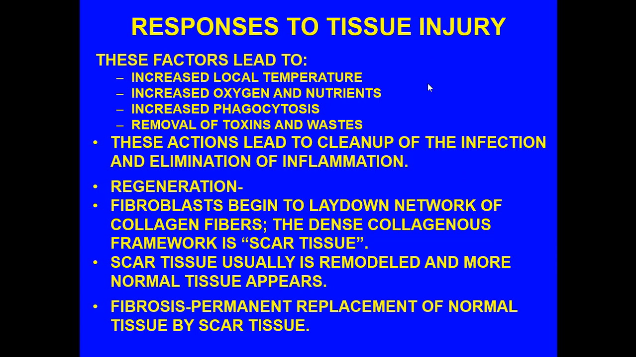Now, these actions lead to the cleanup of the infection and the elimination of the inflammation. Then we get down to the issue of regeneration and repair. Fibroblasts begin to lay down a network of collagen fibers. The dense collagenous framework is known as scar tissue. Scar tissue is usually remodeled and more normal tissue will appear. But what if it doesn't? That's where you have fibrosis. This is the permanent replacement of normal tissue by scar tissue.